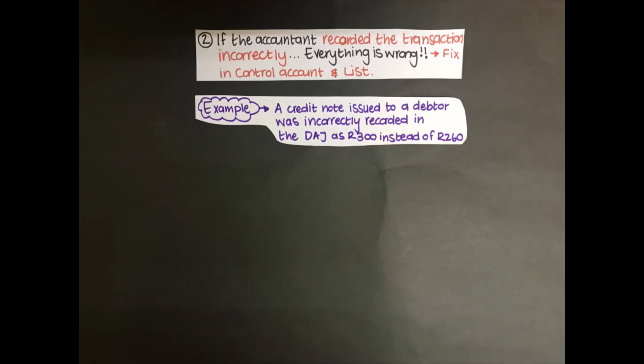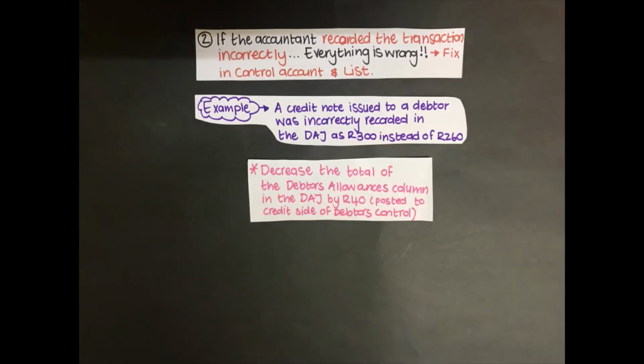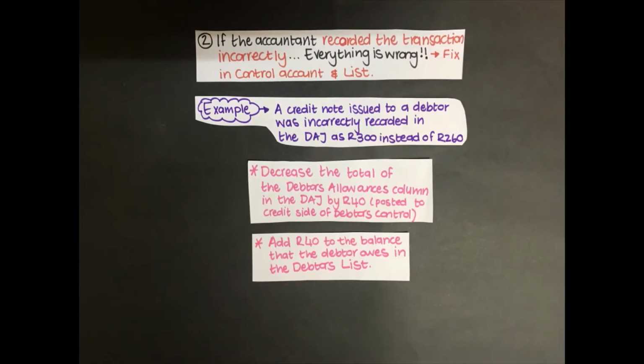So we said that a debtor sent goods back with 300 Rand when he only sent goods back with 260 Rand. This would cause our debtors allowances column in the DAJ to be overstated. So we need to go and decrease that value on the credit side of the debtors control account. And in the debtors list, we have to go and add the 40 Rand back to that balance that the debtor owes us, because we decreased his account with 40 Rand more than we should have.